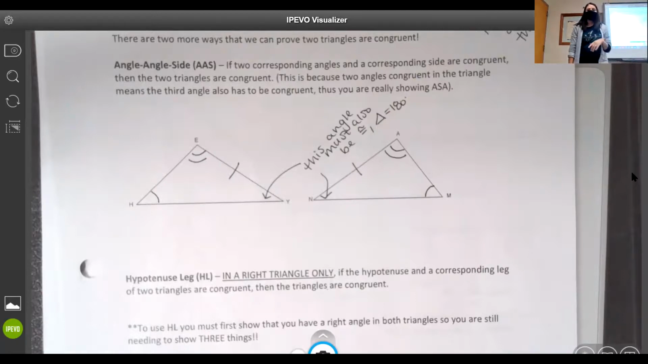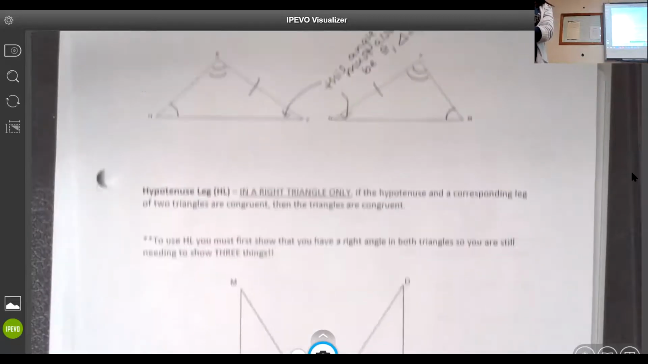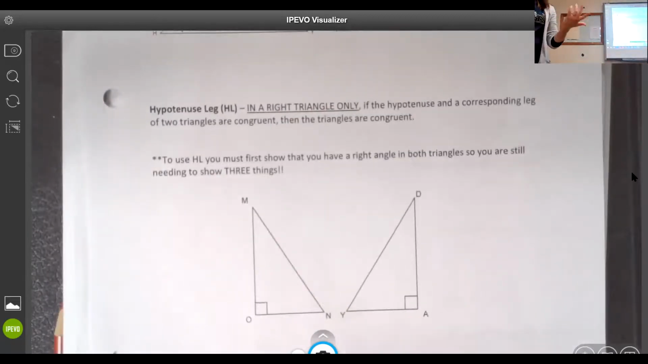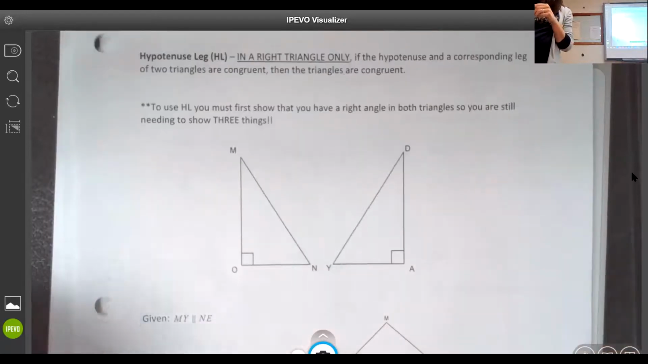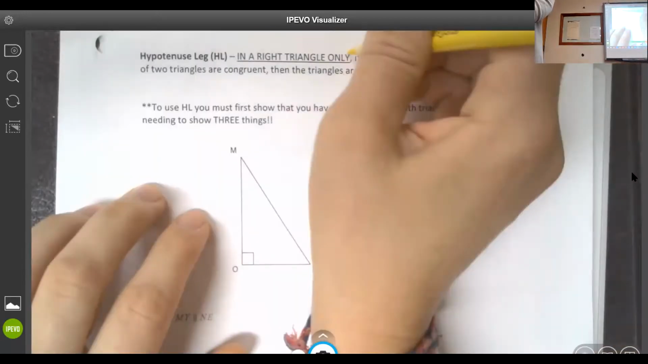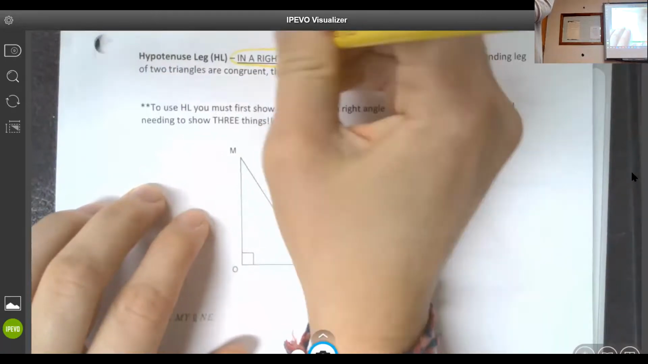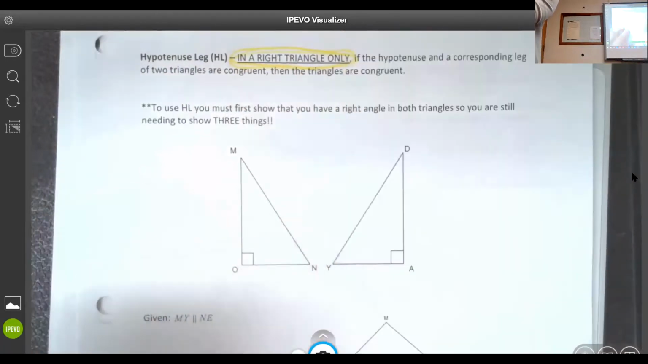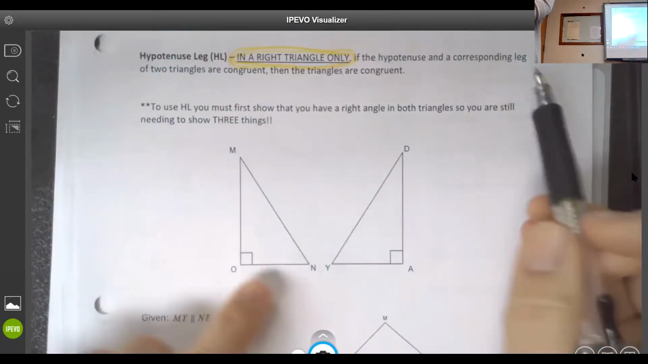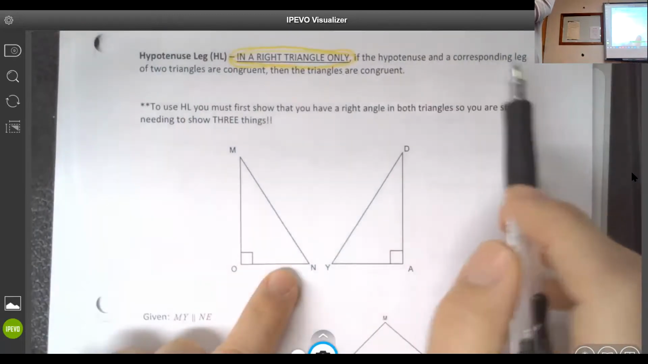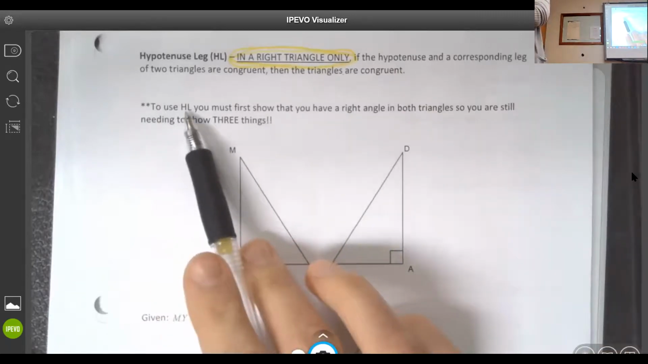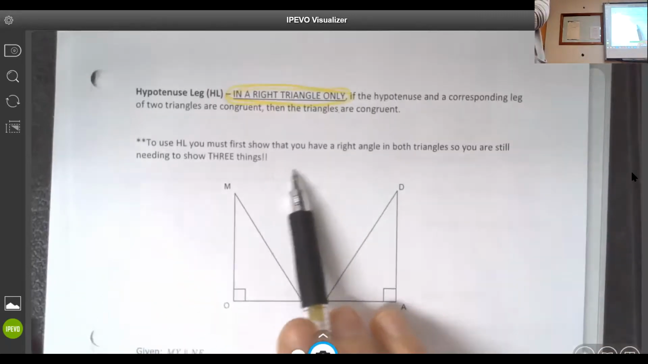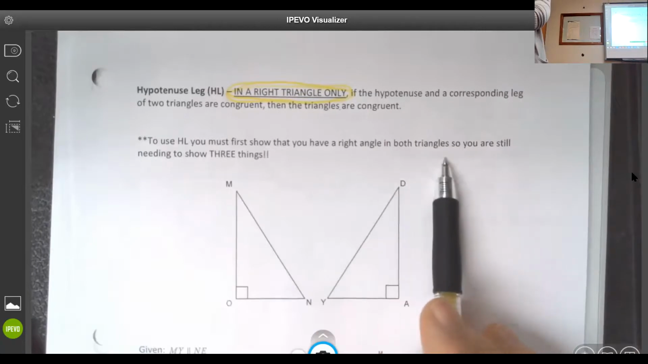Okay. Now the other one works really because of the Pythagorean theorem. So we can use hypotenuse leg. Now this is important. In a right triangle only, there's only a hypotenuse if it is a right triangle. Okay. So if the hypotenuse and a corresponding leg of 2 triangles are congruent, then the triangles are congruent. To use hypotenuse leg, you need to first show that you have a right angle in both triangles.